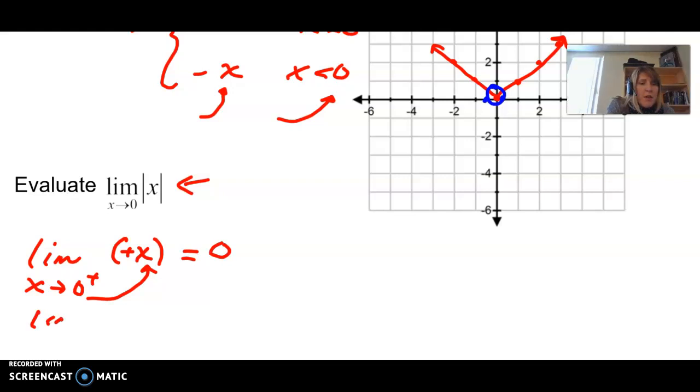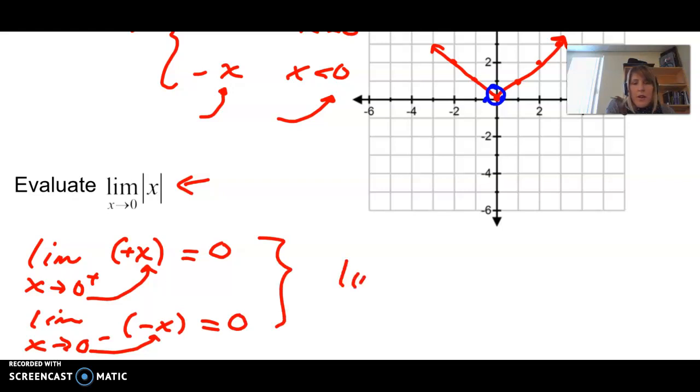We're going to do the same thing as we approach 0 on the left. So what function am I using in the piecewise? I'm using negative x because we're looking at values that are less than 0. If you plug in 0 for x, you get 0. And that's why the limit as x approaches 0 of the absolute value is equal to 0, because the left and the right-hand limit are the same.